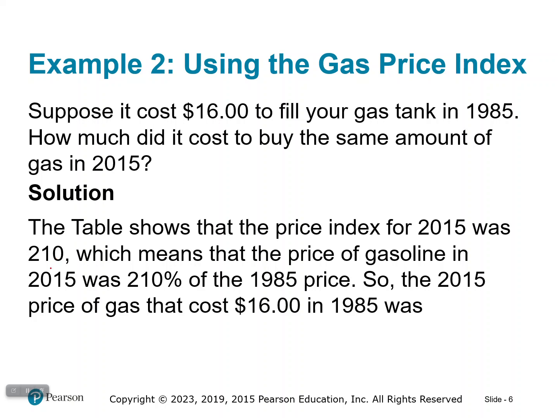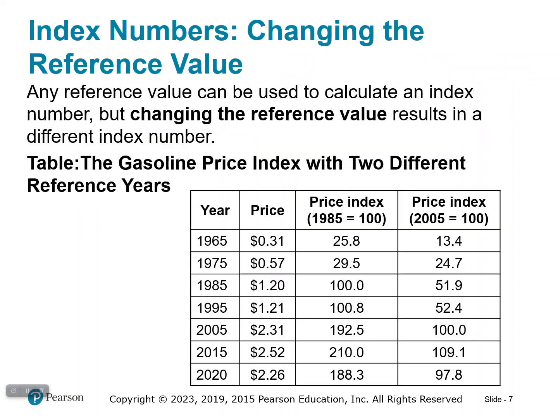Caught me by surprise. Which means that the price of gasoline in 2015 was 210% of the 1985 price. So the 2015 price of gas that cost $16 in 1985 was 210%, written as a decimal, multiplied by 16, or $33.60. So that same tank that you filled in 1985 for $16, it'll now cost you $33.60. Craziness.